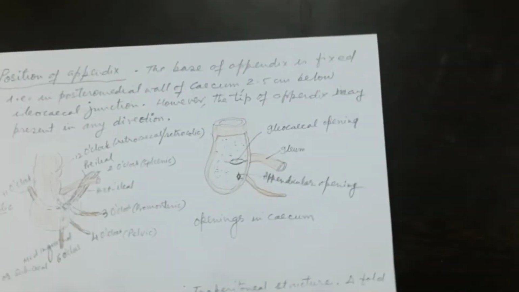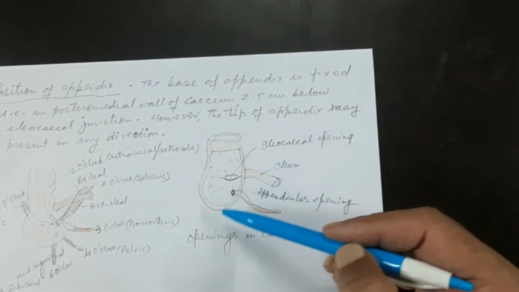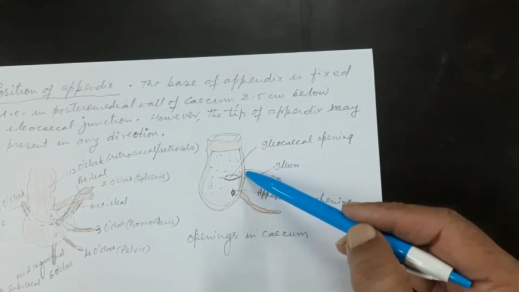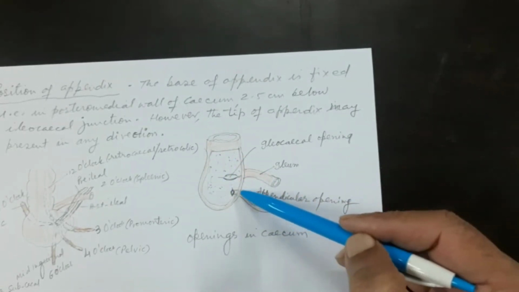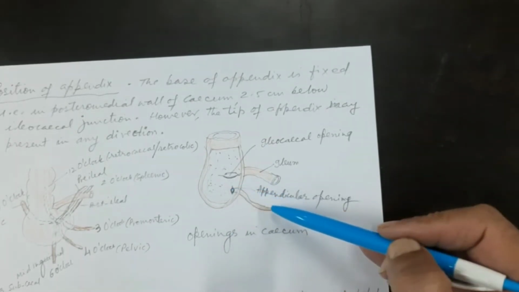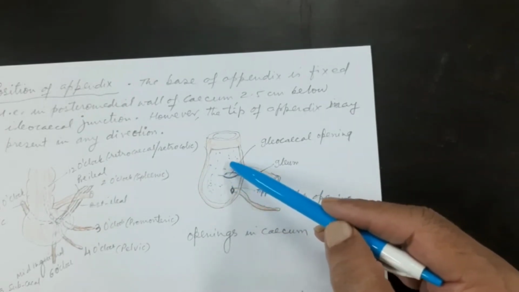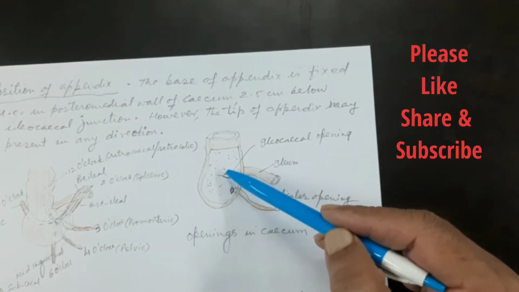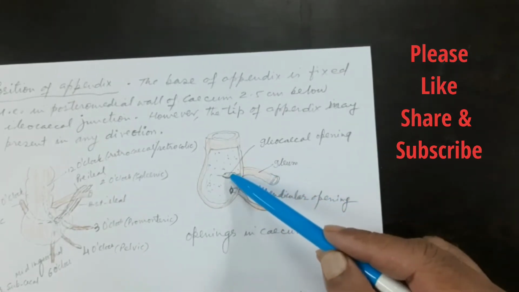Let us see this diagram. In this diagram, the anterior wall of the cecum is removed. This is the cecum. This is the ascending colon. This is the ileum, which is going posterior to the cecum. And this is that tubular, narrow, diverticular structure called the appendix. In the posterior wall of the cecum, this is the opening of the ileum, called the ileocecal opening, which is a horizontal slit.